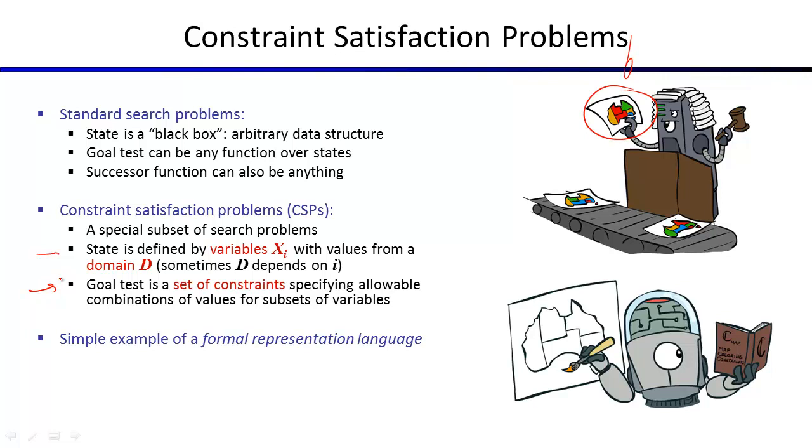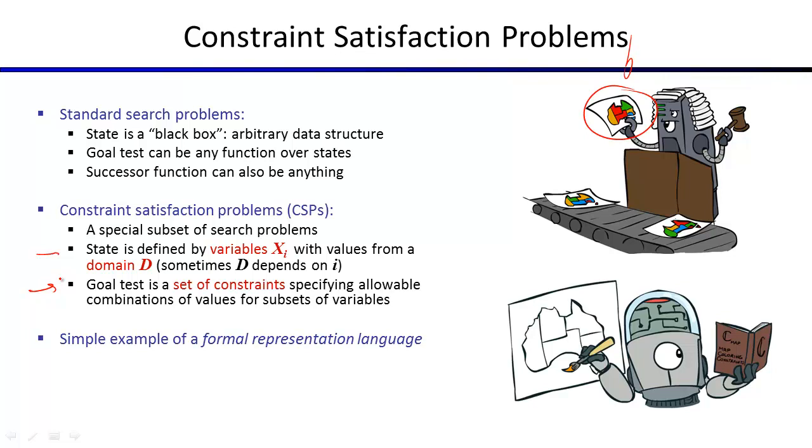All we need is a set of variables, a set of domains associated with the variables, and then a set of constraints that need to hold true between the assignments for the variables. And what's actually behind that, what's the problem? It's a very generic formalism that allows us to solve a lot of real-world problems.